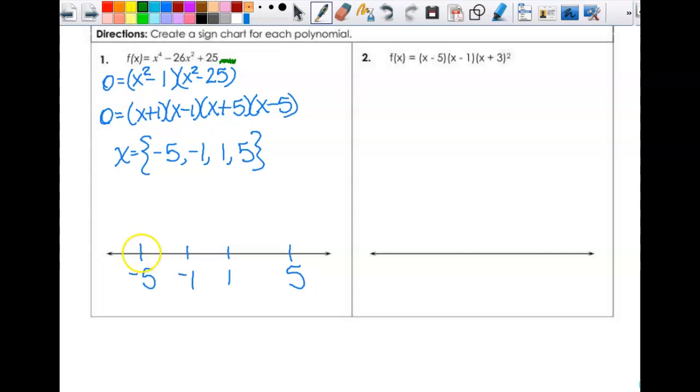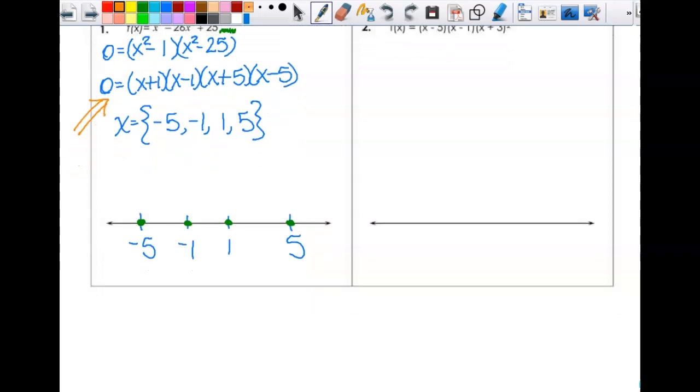And then these are points, so I'm going to plot my points here. Okay, because this is when the graph is 0. What we want to figure out is when is it positive, when is it negative. So to do that, we're going to use our fully factored form right here. So remember, this is factored, but this is fully factored. And we're going to pick a test point.